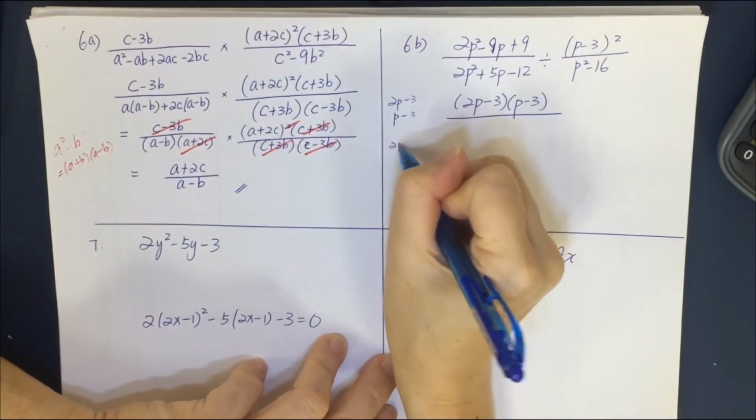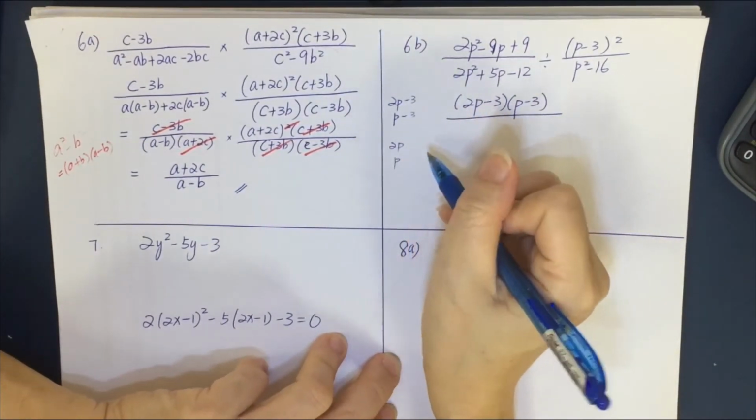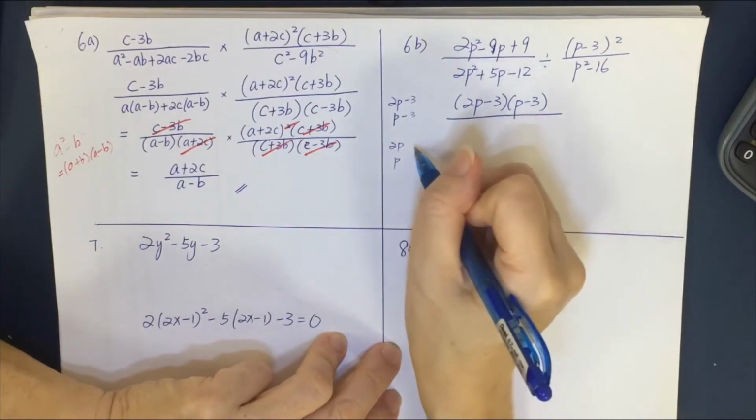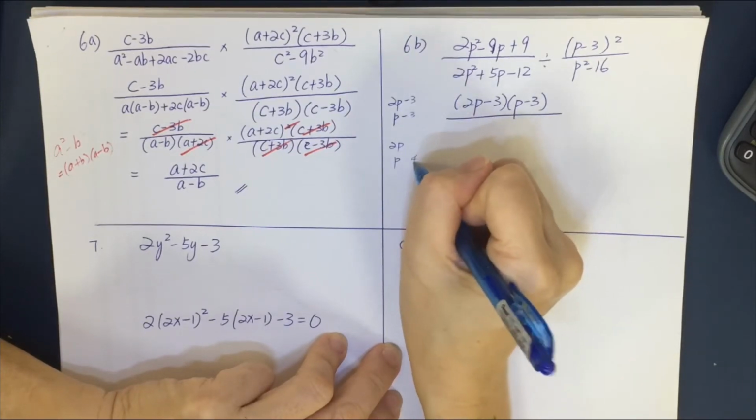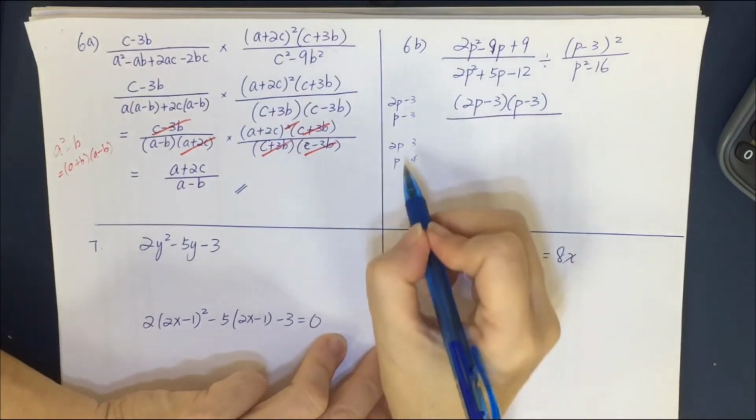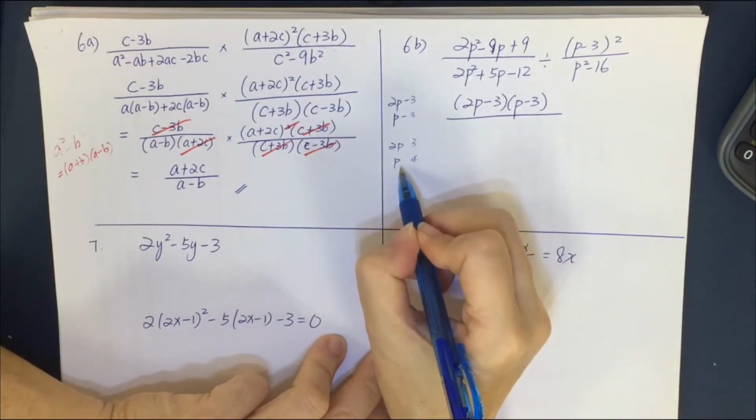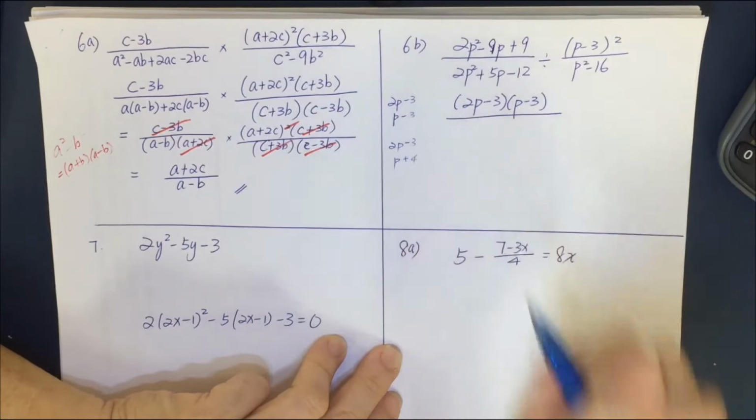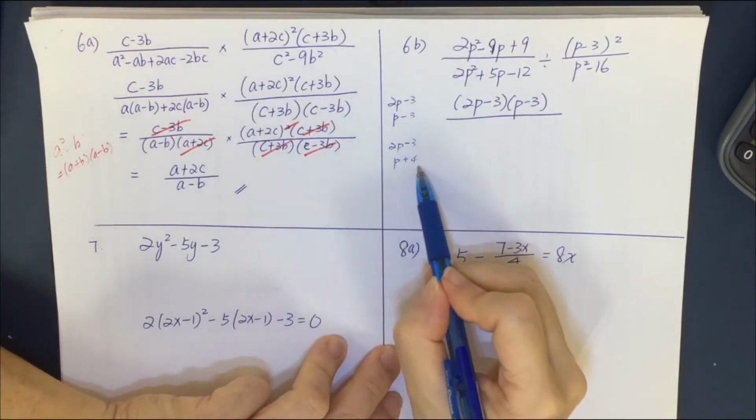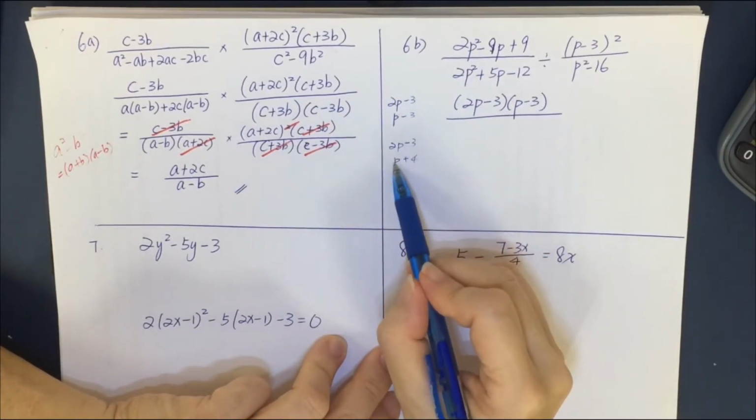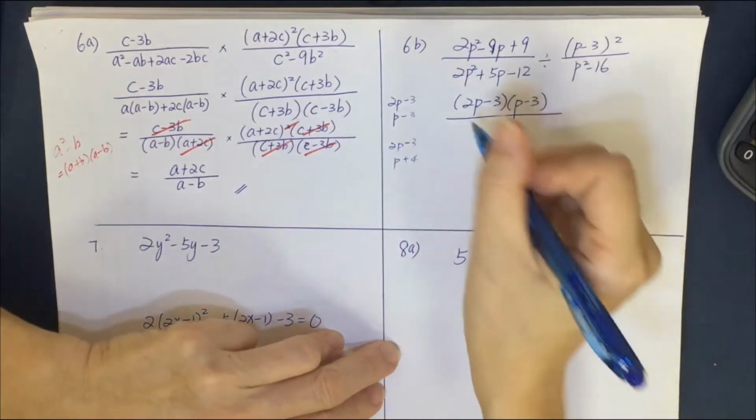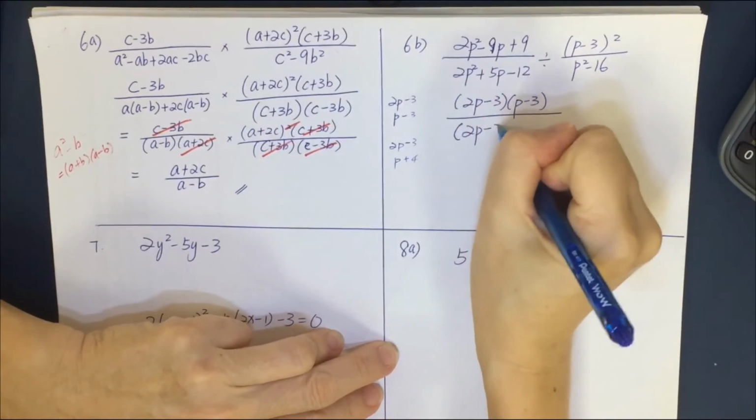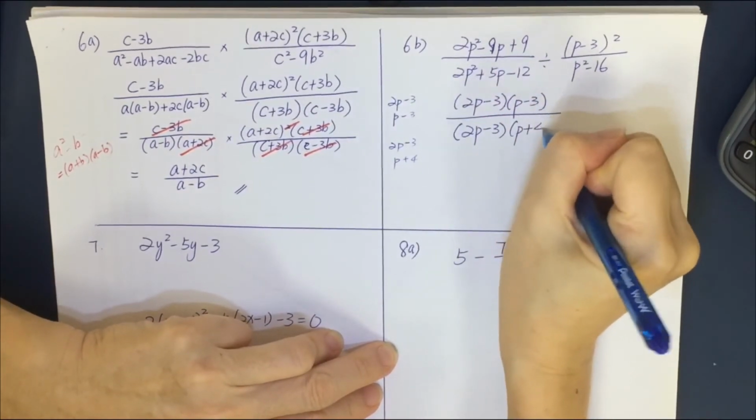Right? The next one, 2p, p, and then 12, I'm going to put 4 and 3 here. So I am having a plus here and a minus here, so that the product is negative 12. So this one times this is negative 3p, this one is 8p, so 8p minus 3p is 5p. So I'm having 2p minus 3 and p plus 4.